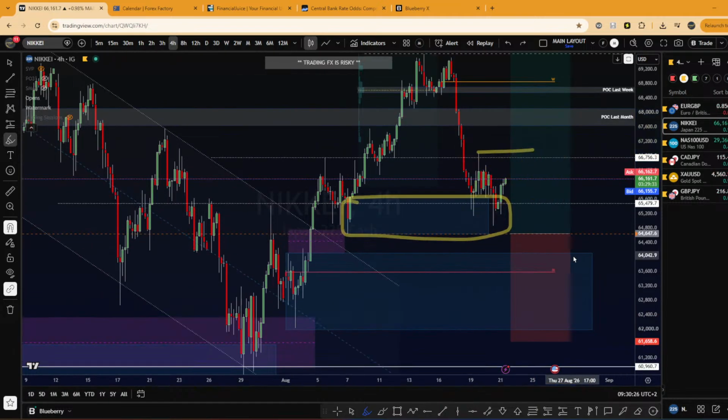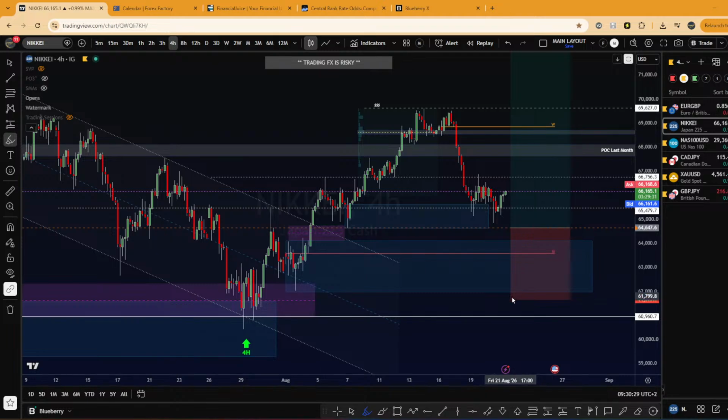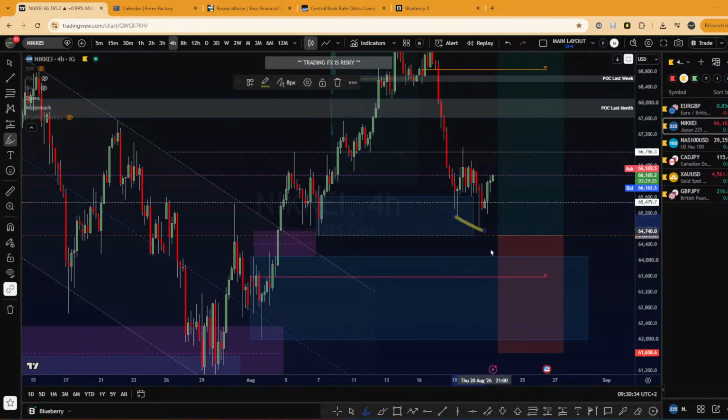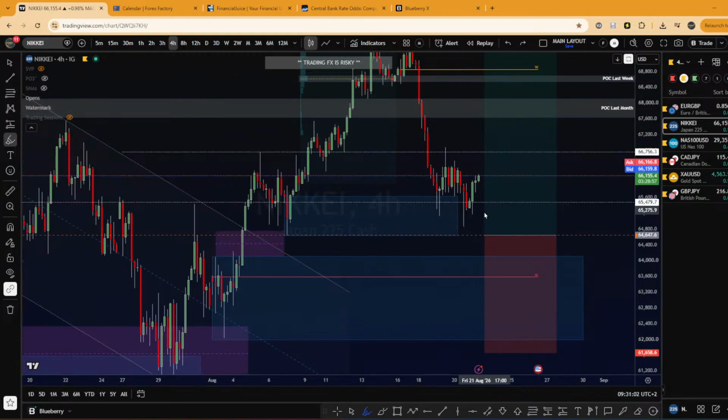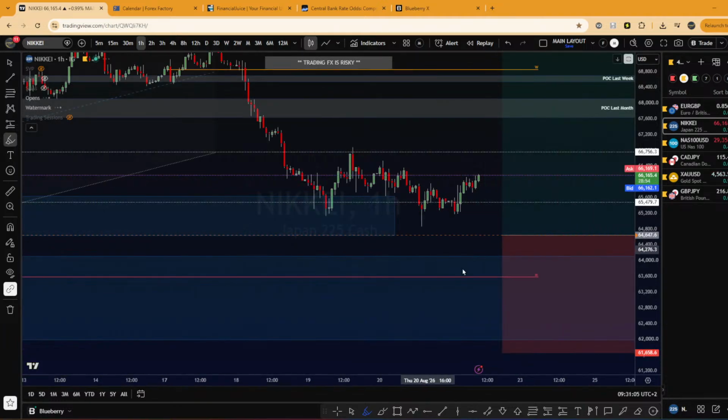Okay, so very interesting on Nikkei. Let's see, it seems like we start to have some sort of divergence, if I'm not mistaken. Let's pull out the RSI. Yeah, you see, this is a divergence. So this could potentially give another signal, another confluence to think that we could start to push higher. Okay, so very interesting. Let's go down to the 1 hour.